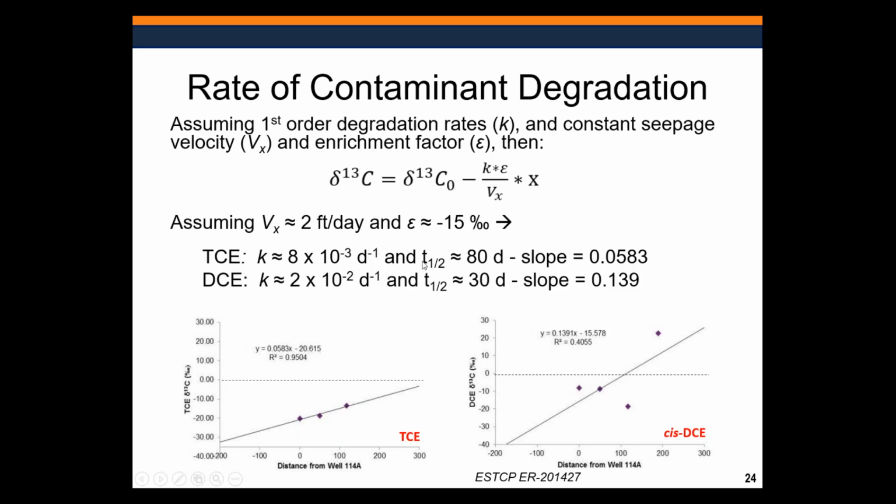So in this case, for TCE, it looked like it was about 80 days, and DCE about 30 days. And again, with more data, or as a function of time, these data sets can potentially tighten up a little bit. But the great thing is this is a means to do this independently of concentration data. And clearly, this is degradation going on, right? Because you're getting isotopic enrichment.